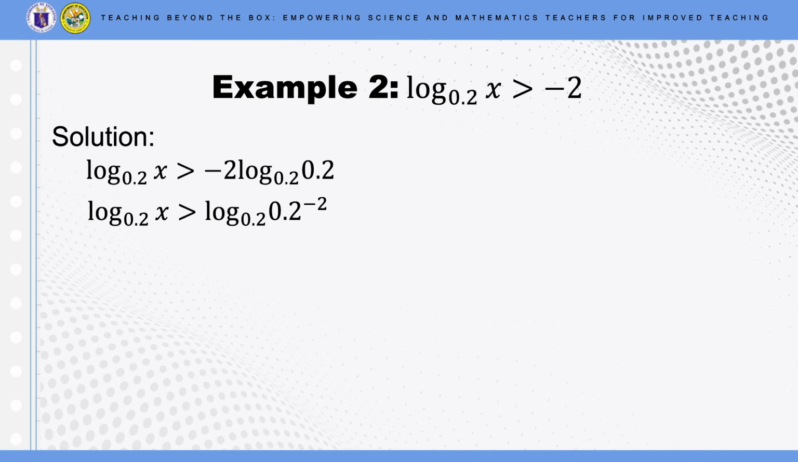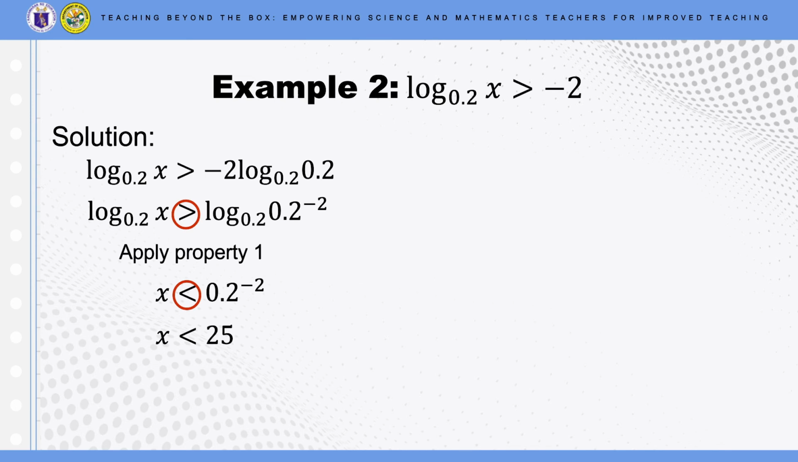So once again, let us rewrite the right side of the inequality. Then let us apply property number 1. Since the base is greater than 0 but less than 1, we have now x is less than 0.2 raised to negative 2. Observe that the inequality here is greater than, and this one is less than, because once again, the base is greater than 0 but less than 1.